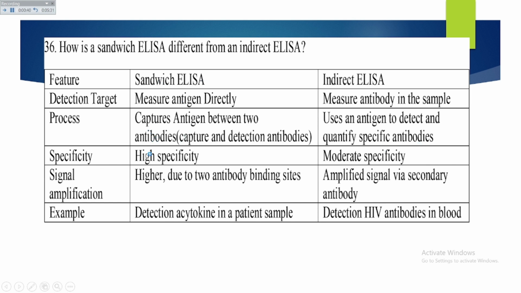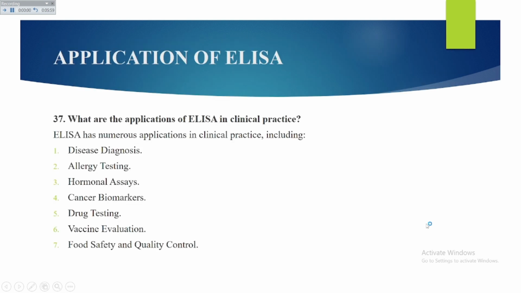Sandwich ELISA has high specificity, while indirect ELISA has moderate specificity. Sandwich ELISA's sensitivity is also higher due to two antibody binding sites. Indirect ELISA amplifies the signal via a secondary antibody. Sandwich ELISA can detect a cytokine in a patient's blood, while indirect ELISA detects HIV antibody in the blood.